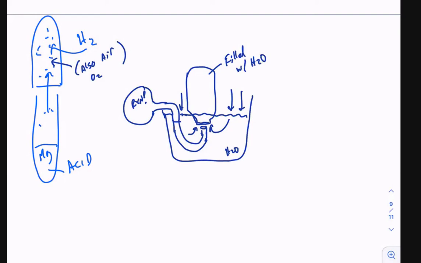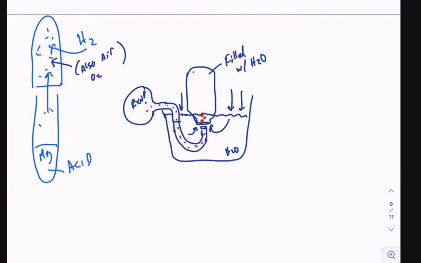You've got a bucket of water, you've got a bottle filled with water that's submerged, and you've got a hose leaving from a reaction vessel. So what happens is this. I'm going to use a different color here. The reaction produces a gas. The gas bubbles through the water and collects in the bottle, right?